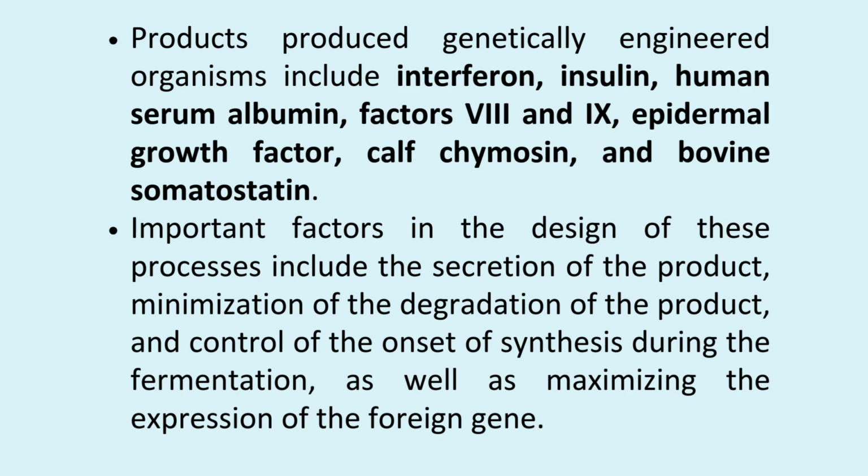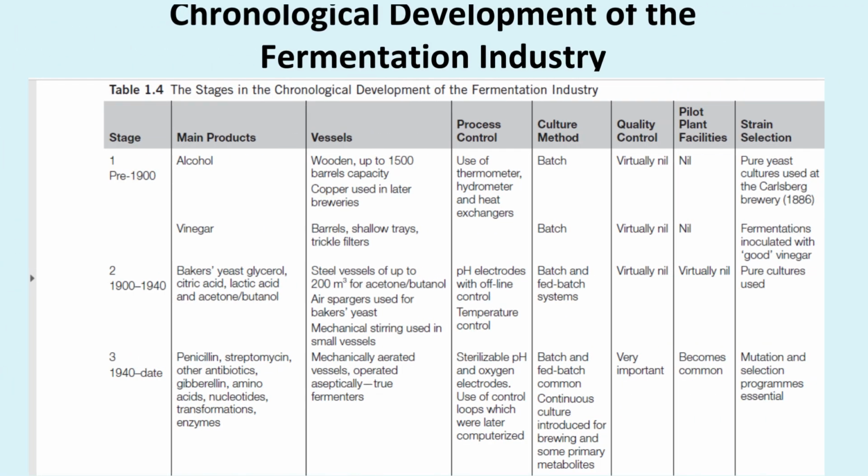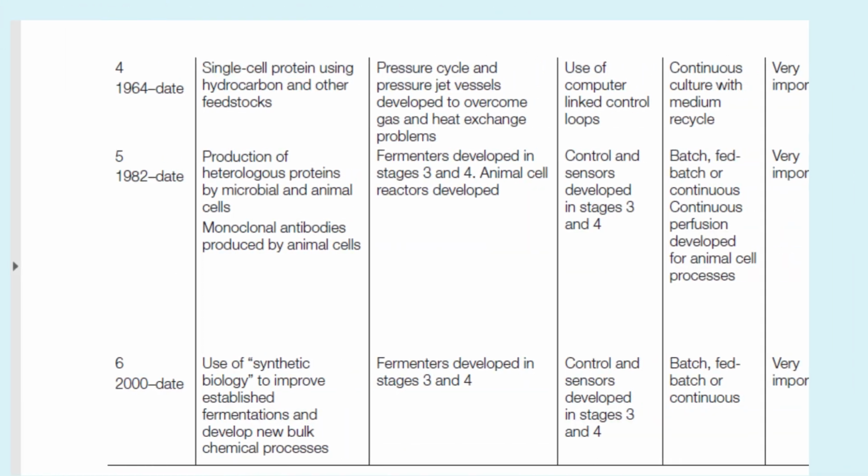Now we'll explore the chronological development of the fermentation industry through a detailed table. This table outlines 6 stages, from before 1900 to the present day. It tracks the evolution of main products, vessel types, process control methods, culture techniques, quality control, pilot plants, and strain selection strategies over time. The table shows the progression from simple alcohol production in wooden vessels to today's sophisticated processes for heterologous proteins and monoclonal antibodies, utilizing computer control and synthetic biology.